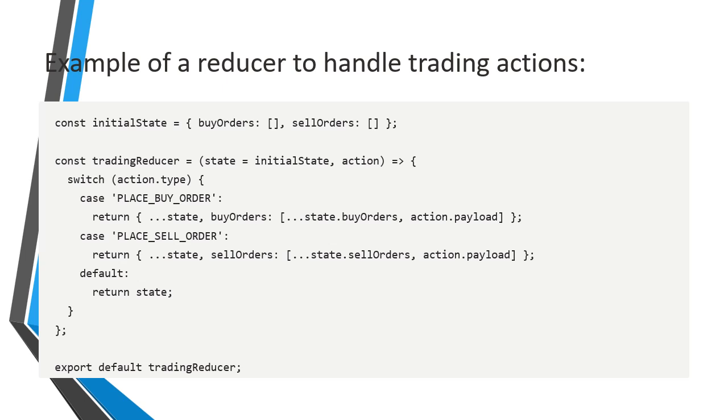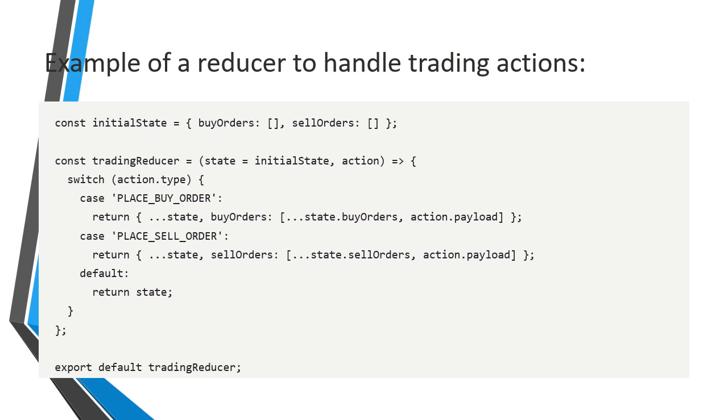In this code, the initial state is defined as an object with two properties, buyOrders and sellOrders, both initialized as empty arrays. Then, the tradingReducer function is defined, which takes two arguments, the state and the action. Then a switch statement is used, in which the function handles different action types. Then, handling the placeBuyOrder action: if the action type is placeBuyOrder, the reducer returns a new state object. It spreads the existing state properties using ...state, and it adds the new buy order from action.payload to the existing buyOrders array using ...state.buyOrders, action.payload.